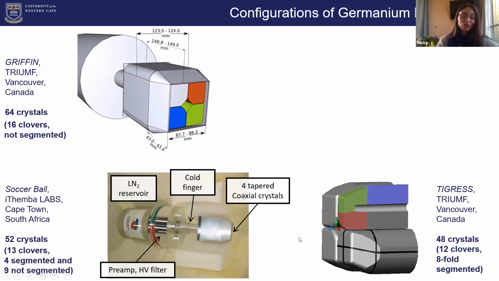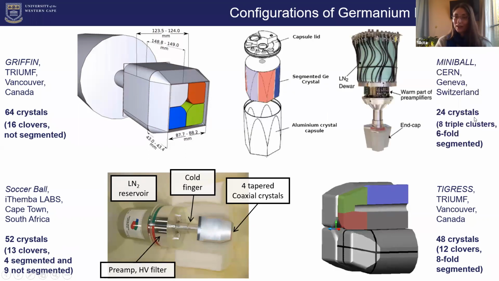Our next array, the soccer ball, is a combination of clovers that are segmented and not segmented. For the data that we are looking at, there were 4 clovers that were segmented, which are actually called TIGRESS detectors because they are exactly the same, and 9 clovers that are not segmented. So they are similar to the GRIFFIN one. Different companies make different detectors, but it is a very similar clover design, just 4 crystals per detector, and either segmented or not segmented.